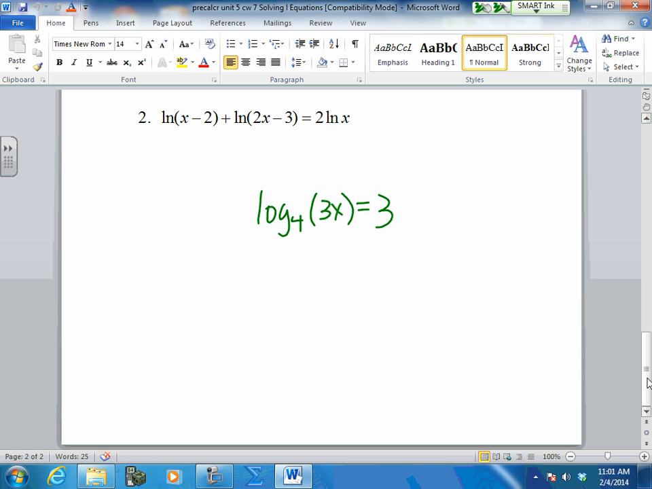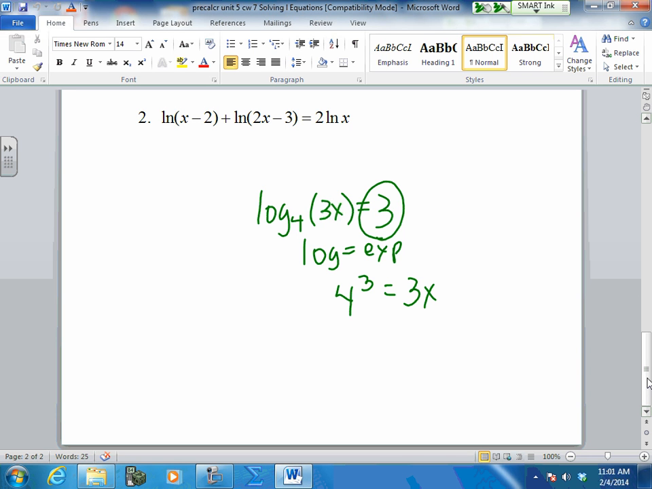Now, this has only one log. Can I cancel out the log? No. If it had log on both sides, I could cancel out the log. But I can't cancel out the logs on this. So therefore, I use log equals exponent. I flip this back to an exponential equation. What's the base of my log? What's my exponent? Now I solve.